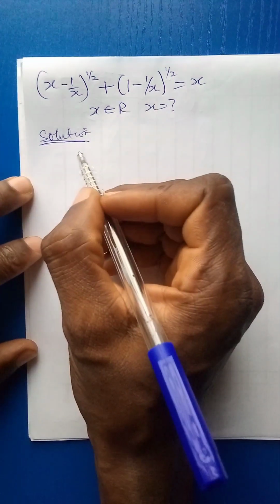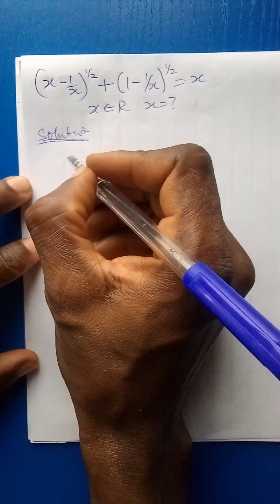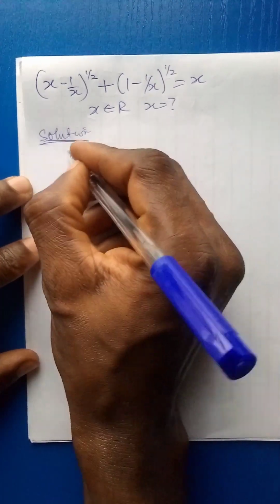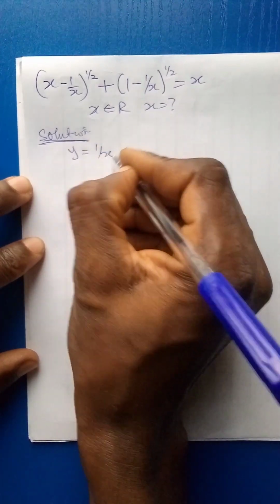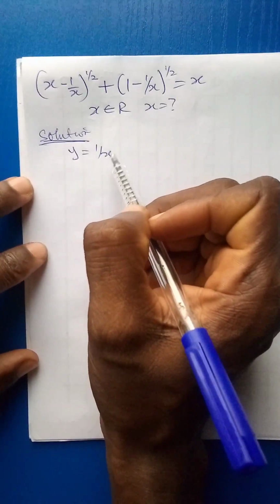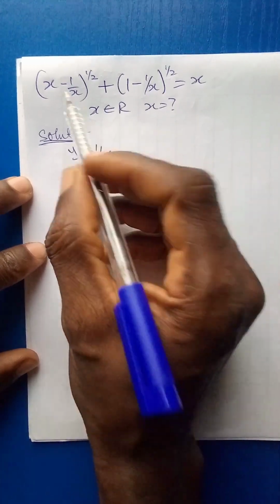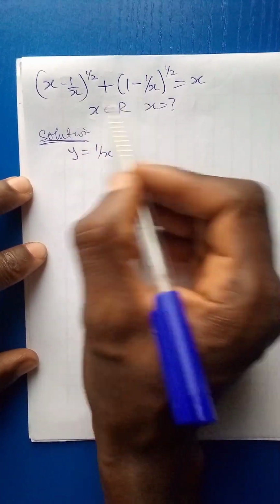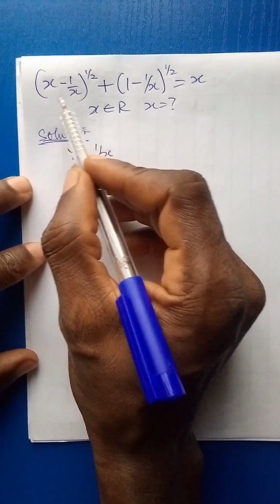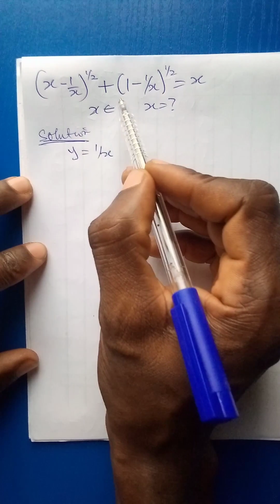Now to solve it, I was saying that I am going to make a crucial substitution, and that substitution is y is equal to 1 over x. So whenever I see 1 over x, I'm going to put y in place of it. Why am I making this substitution? I want to avoid the fractions and then treat the expressions in the bracket as if they are linear functions.